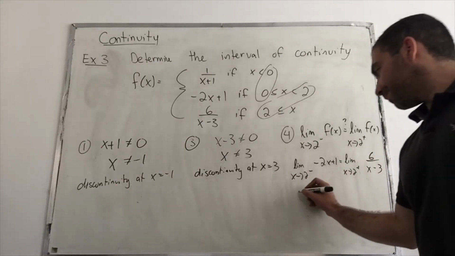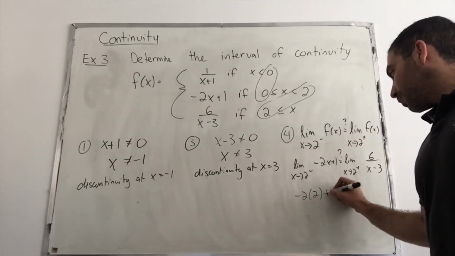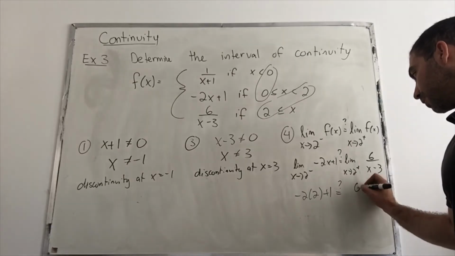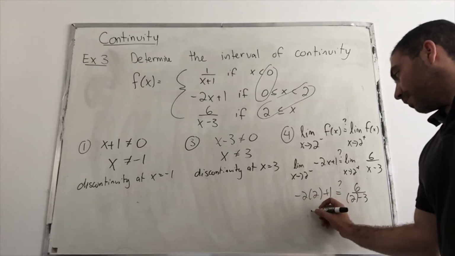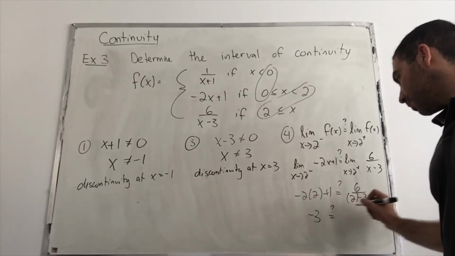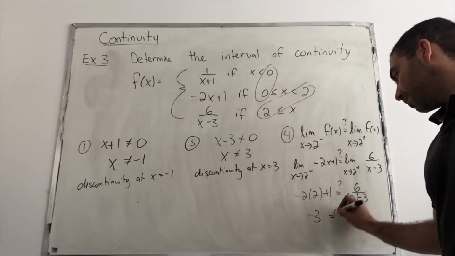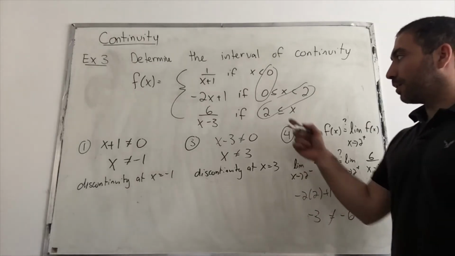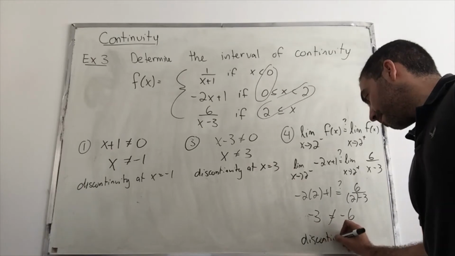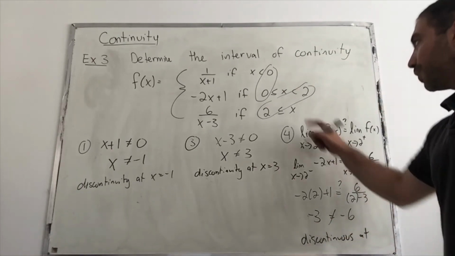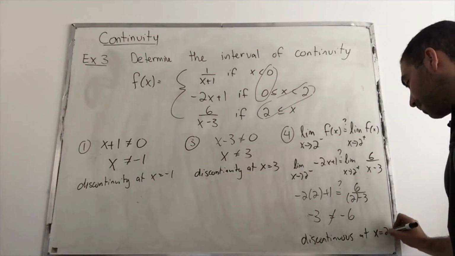Substitute the 2, giving us negative 2 times 2 plus 1. Is that equal to 6 over 2 minus 3? Here we get negative 4 plus 1, negative 3. Is that equal to 6? Here we get negative 6. So it's not equal. So that means we have a discontinuity at 2 as well, because we checked the left-sided limit and the right-sided limit at 2 and they did not meet. So at x equals 2.